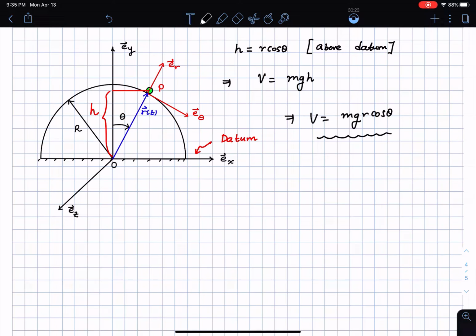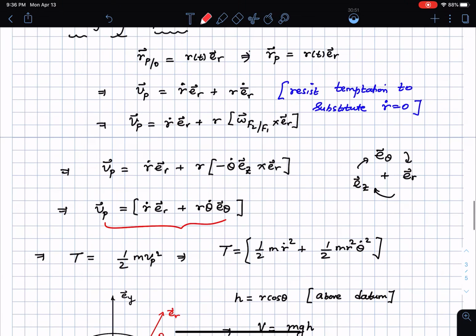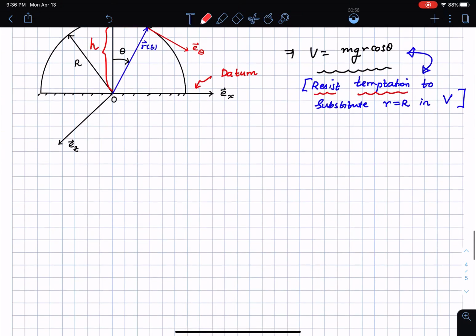Okay, once again I want you to resist the temptation to substitute for capital R, little r here. Resist the temptation to substitute r is equal to r in V. Okay, this is a key statement. Resist that temptation. Resist that temptation when you talk about the velocity as well. Resist that temptation. Okay, you can do that later on.